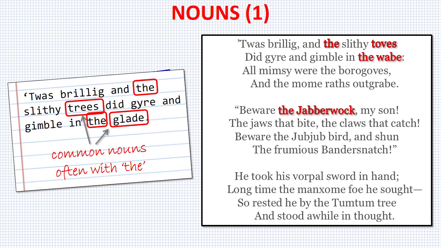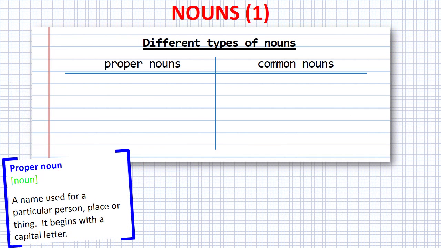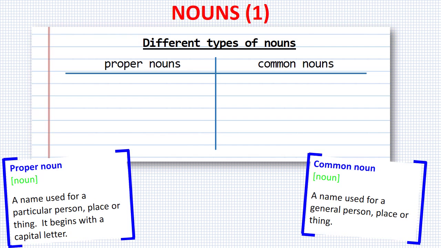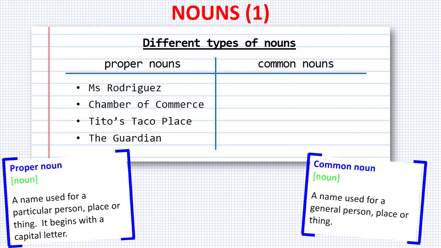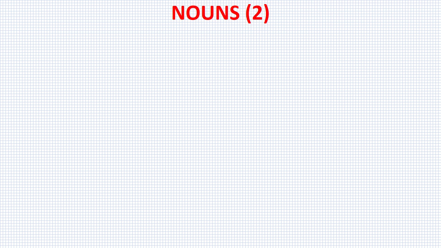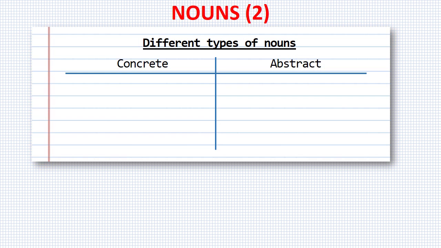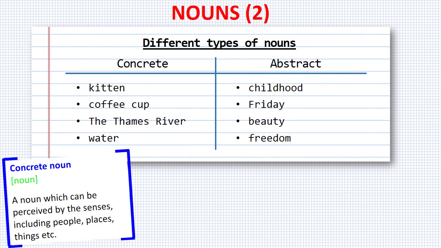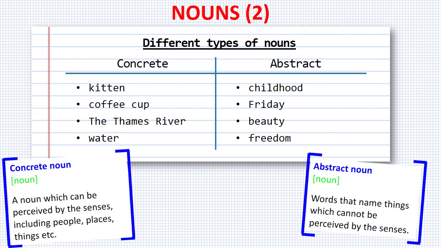Now, there are different types of nouns. Proper nouns are used to name a specific person, thing, or place, whilst common nouns name a general person, place, or thing. Here are some examples. We also have concrete and abstract nouns. Look at the difference between these words. One group is tangible, concrete, whilst the other you can't hear, see or touch.